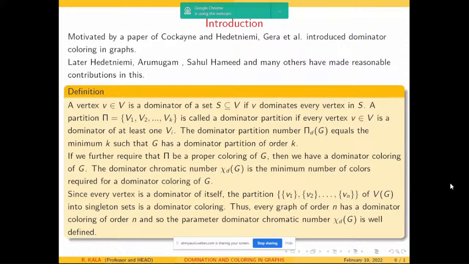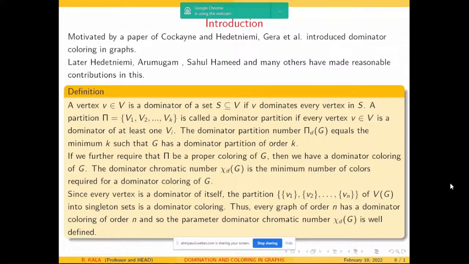So you take a partition pi. Every element of this partition is a color class in our definition. So you have V1, V2, etc., Vk, any partition. It is called a dominator partition if every vertex is a dominator of at least one Vi. So for every vertex v, I should have at least one element of this partition, and that vertex should be adjacent to all the vertices in that part. That is called a dominator partition.